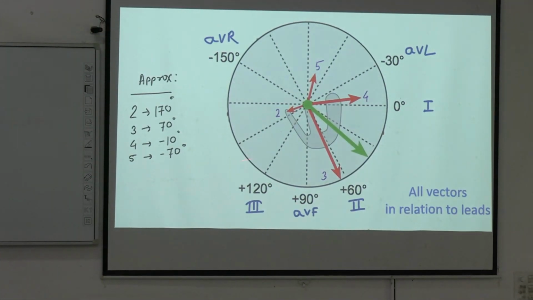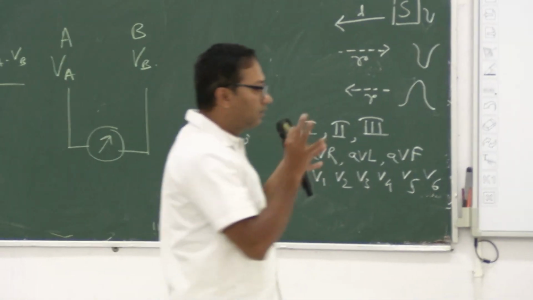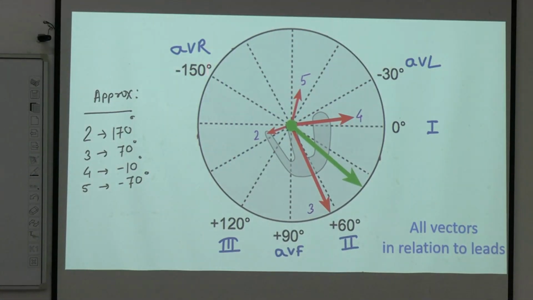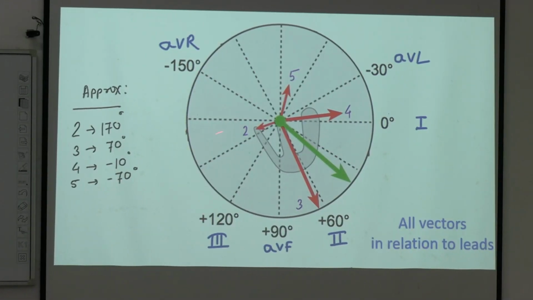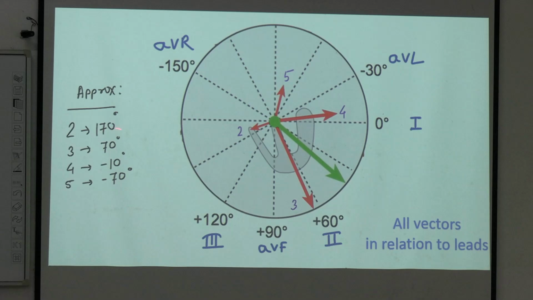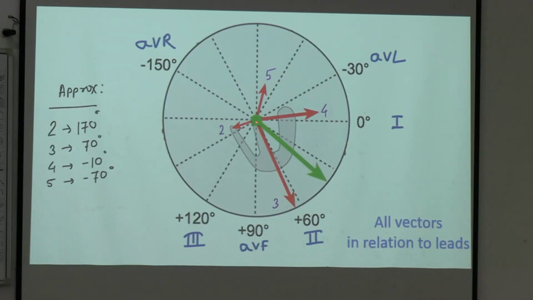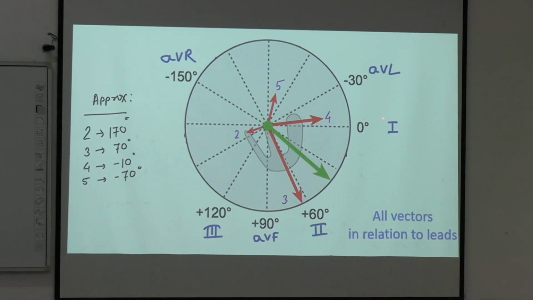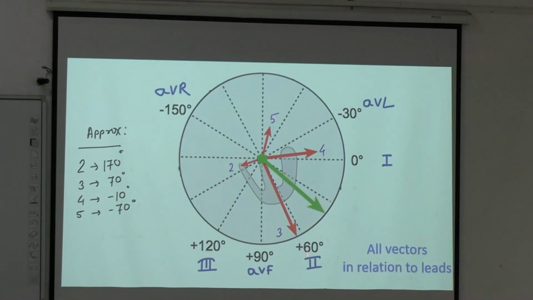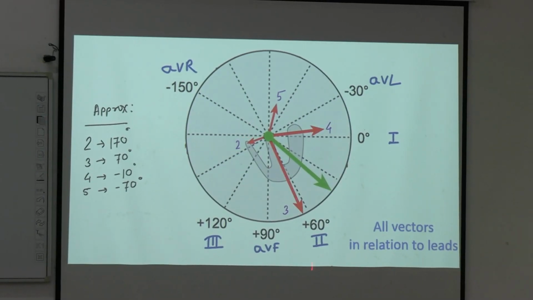Starting from 0, this is the positive direction. From 0, this is the negative direction. Okay. So see all these vectors graphically here. The atrial vector is not present here. So we are considering the ventricular vectors over here. So 2 is around 170 degree, right? Then 4 is minus 10 degree, right? 3 is 70 degree, right? And 5 is minus 70 degree. Correct?